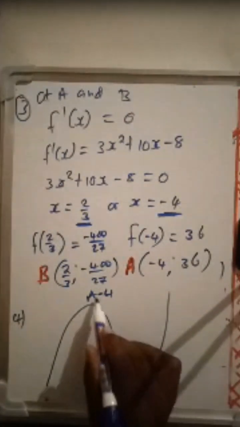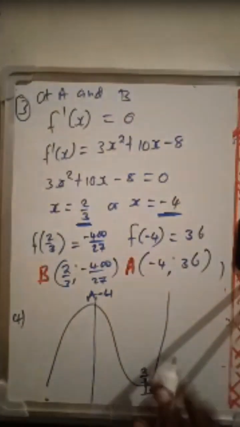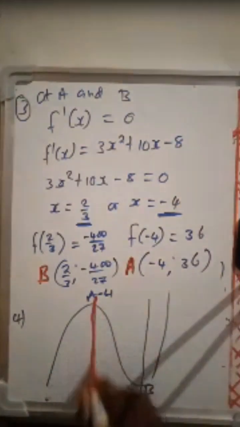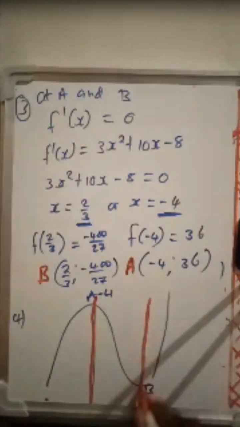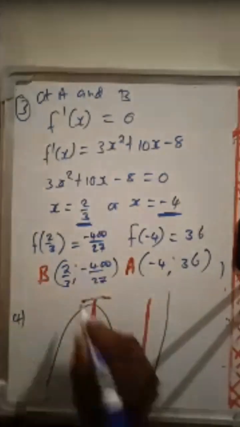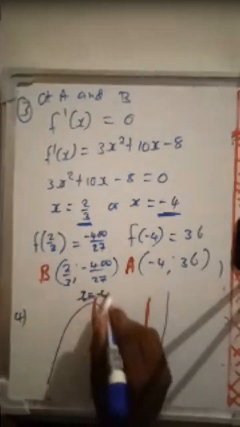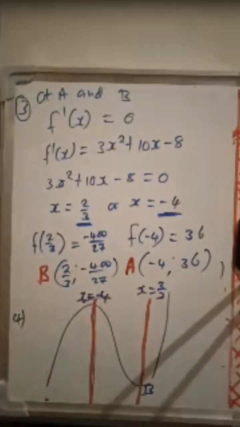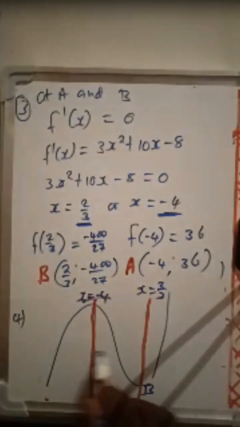So it means it's decreasing between these 2 points. I hope you can see there. Between here and there. This is x equals negative 4. This is x equals 2 over 3. So it's decreasing between here.